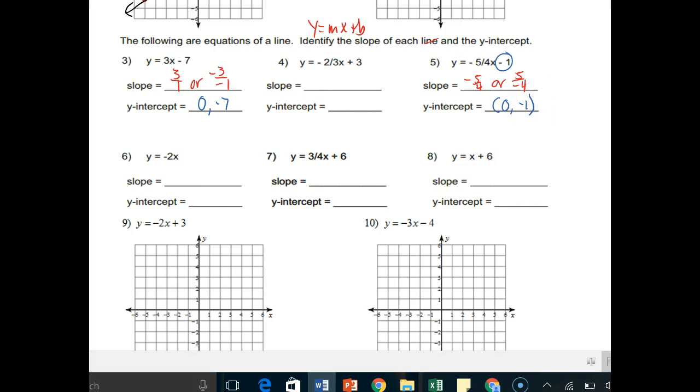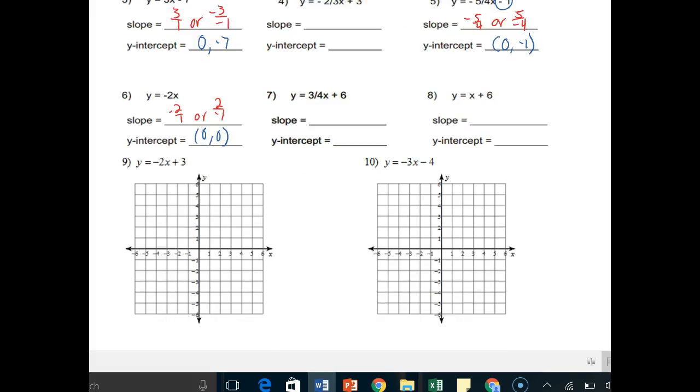Let's do number 6, because it's a little bit tricky. Remember, the slope is -2/1 or +2/-1, right? But when the b value is not there, it goes right through the origin, 0, 0. Right? And I'll let you do the rest.